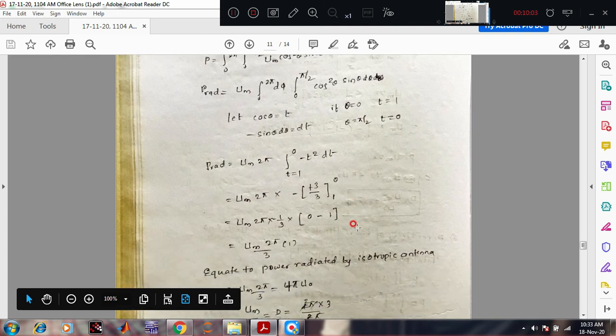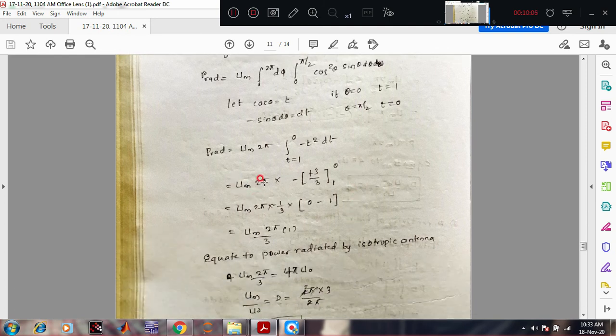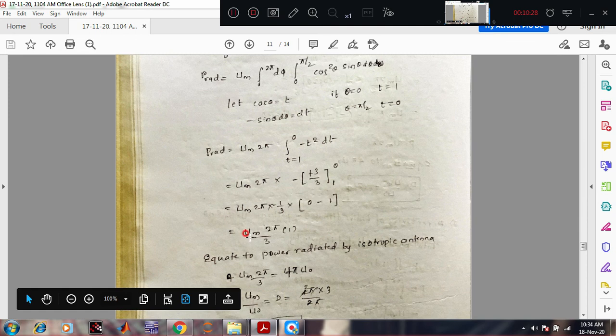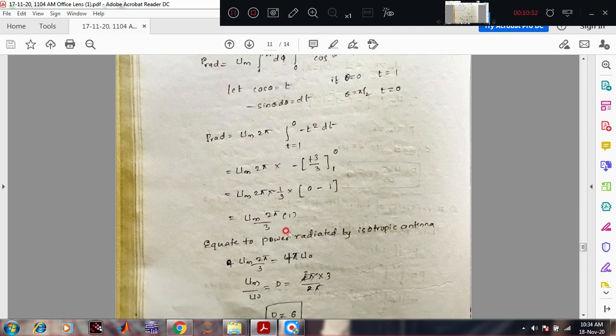If I do the integration for this one, Um into 2 pi into minus t cube by 3, integration limits from 1 to 0, right? So Um, 2 pi into minus 1 by 3, if I apply the limits, it will be 0 minus 1. If I simplify this one, minus and minus will cancel, it will be plus, so 1 by 3, so 2 pi Um by 3. So this will be the answer.